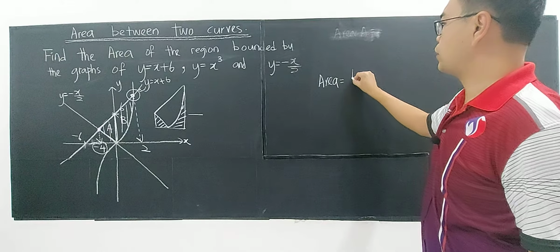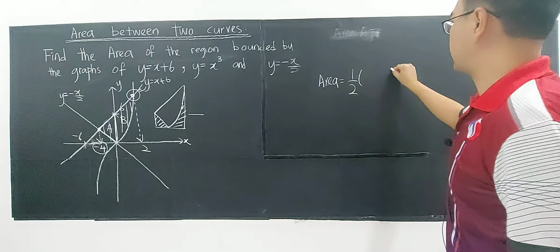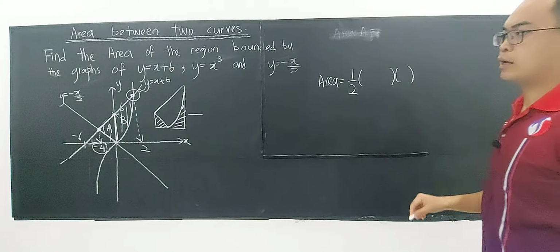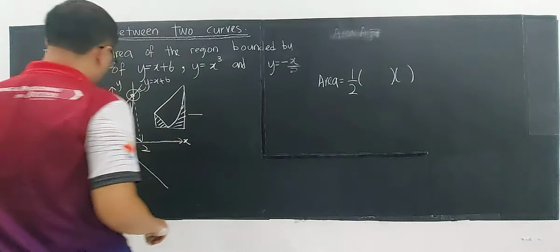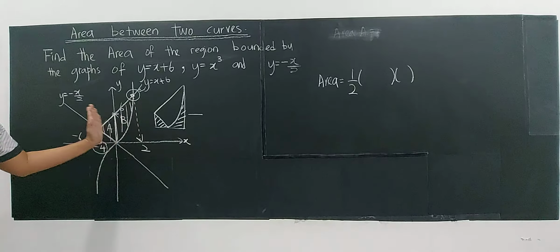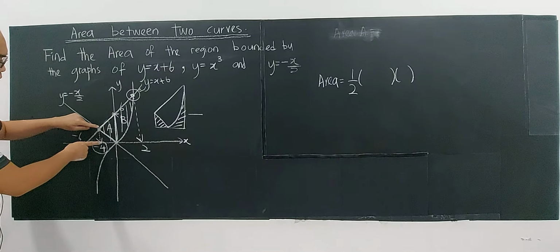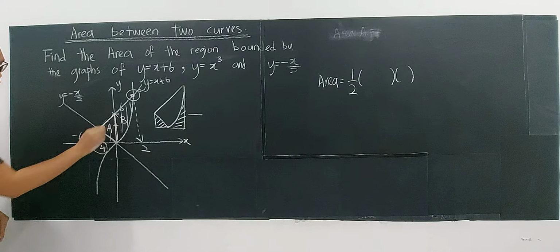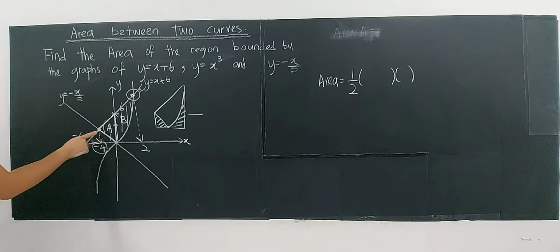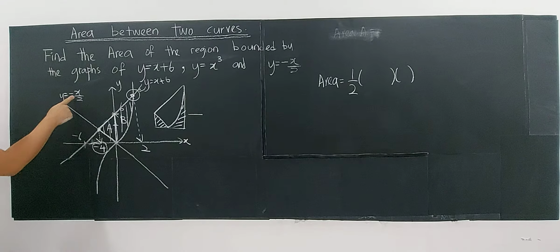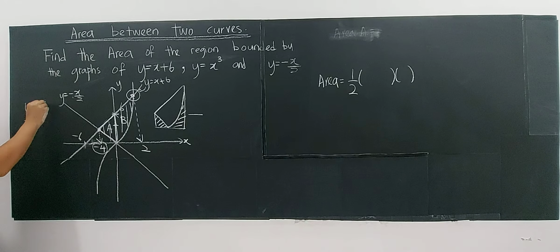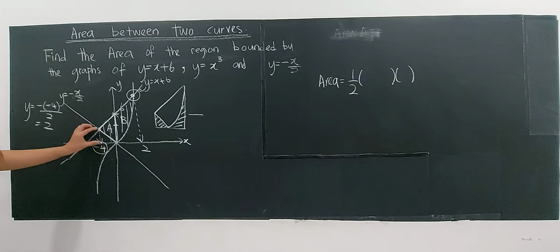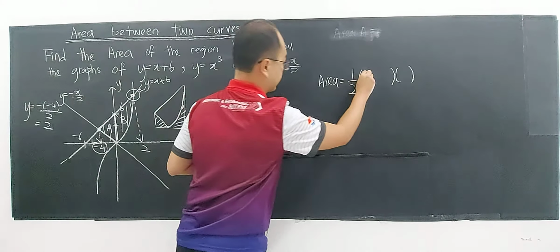The formula for the trapezium is half (a plus b) h, right? This is your a, this is your b, the two parallel sides. The height is from -4. You can find the value here by substituting -4 into this line, -4 over 2, so you get 2. It means the value of y here is 2, so the value of a here is 2.